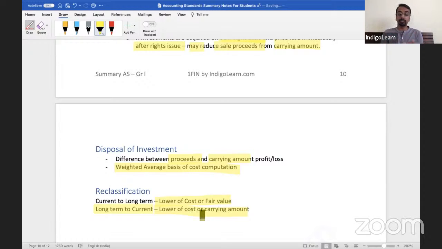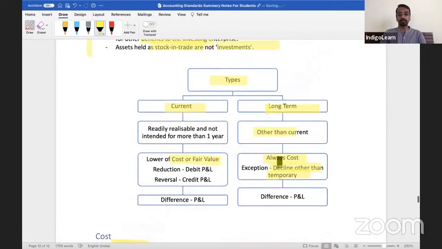So from long term to current, if you are doing, you will check what is the cost and what is the carrying amount. See, when you value long term assets, you will always value at cost, or else if there is a decline, then you will reduce the value. So what is the carrying amount? You will see the carrying amount is, let us say, 100, cost is 120, lower of this to 100, that is the value at which you will recognize the current investment.